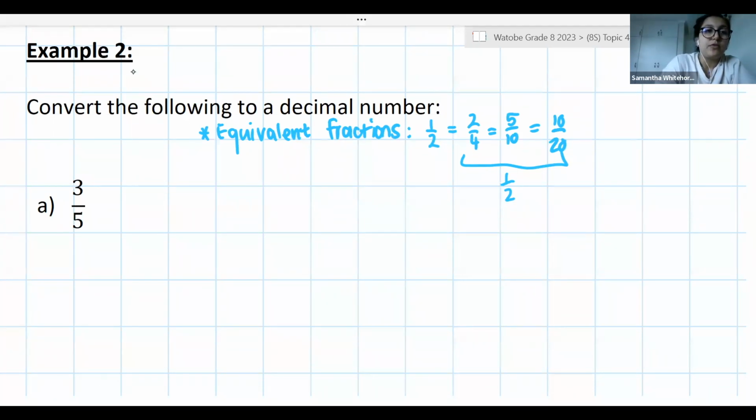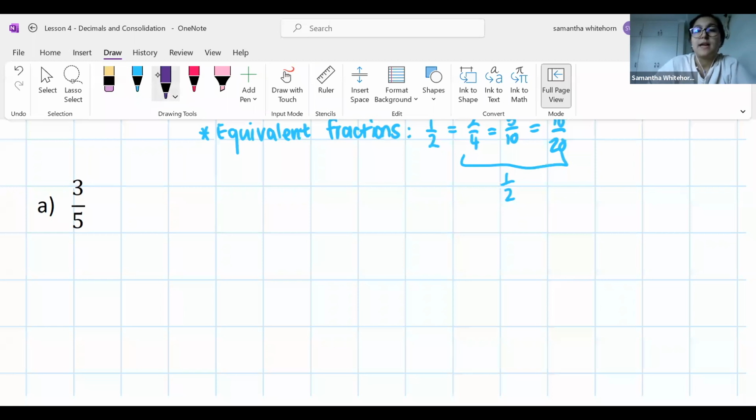Now, as we saw in the first example, the goal is to try and get our denominators to be a multiple of 10. So either 10, 100, 1,000, etc. Now, don't make your denominator big unnecessarily.